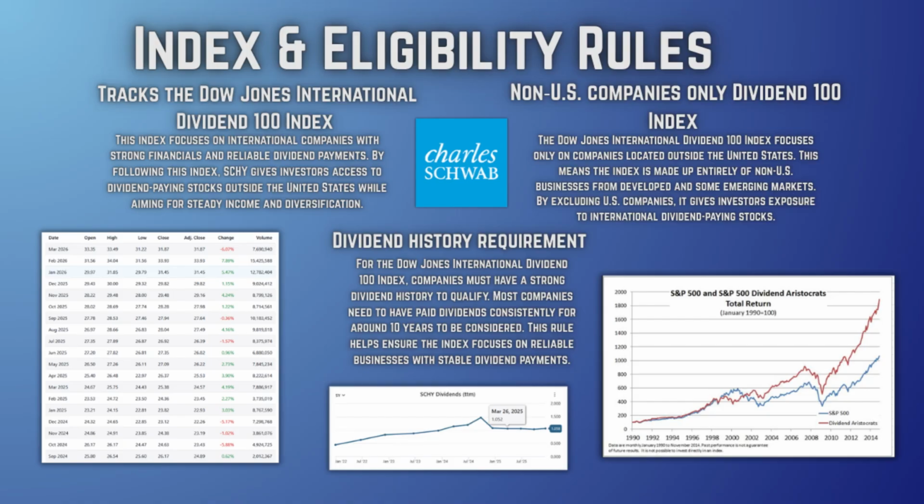For the first rule, it's widely considered, or what I would consider, the benchmark. SCHY tracks the Dow Jones International Dividend 100 Index. This means only stocks that qualify for this specific index are eligible, filtering out all the small cap ETFs and all the unproven and other stocks that would not make it. And the second rule is non-US companies only. So specifically, like what I was talking about earlier, you can only invest in this if it's non-US. Now this can be EU, Britain, Japan, India, Canada, anything that excludes the United States, as long as they meet all the other guidelines.